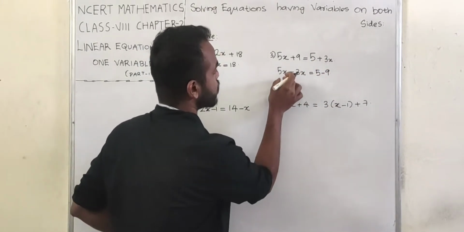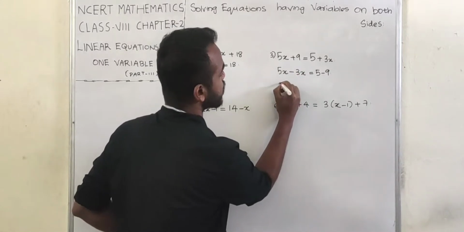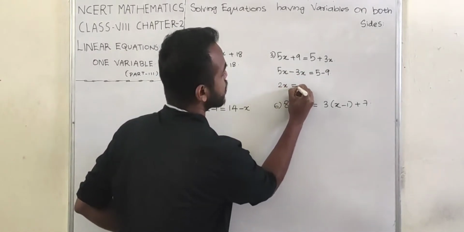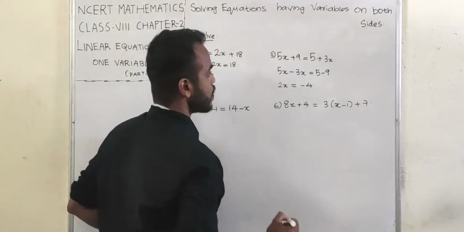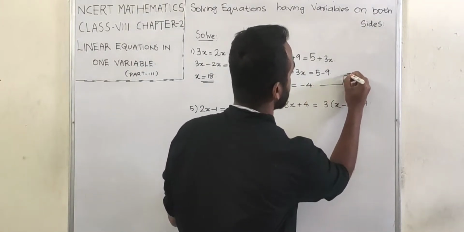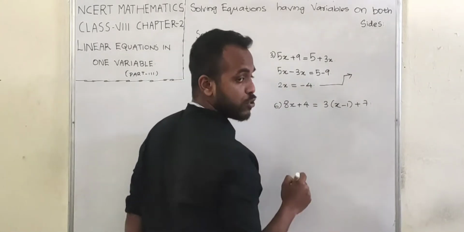Then what can you write from this one? 5x minus 3x is 2x is equal to 5 minus 9 is minus 4. Now let's write on this side 2x is equal to minus 4.